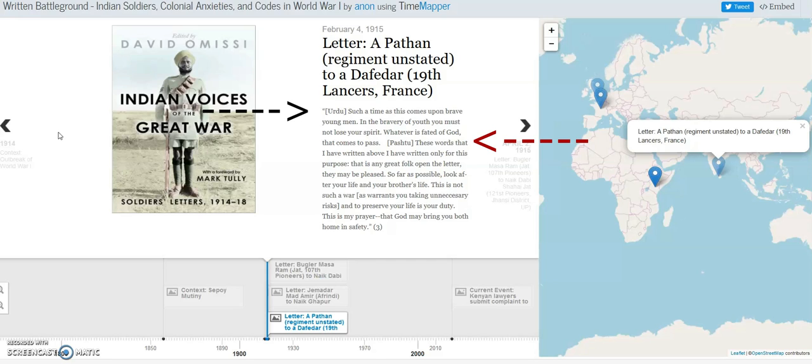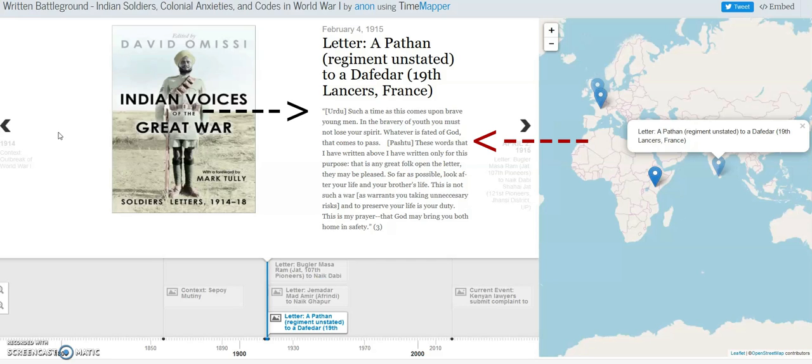So the first half of the letter, written in Urdu, states, "Such a time as this comes upon brave young men. In the bravery of youth you must not lose your spirit. Whatever is fated of God, that comes to pass." And then we see a switch to Pashto. "These words that I have written above, I have written only for this purpose, that any great folk open the letter, they may be pleased. So far as possible, look after your life and your brother's life. This is not such a war as warrants you taking unnecessary risks, and to preserve your life is your duty. This is my prayer, that God may bring you both home in safety."